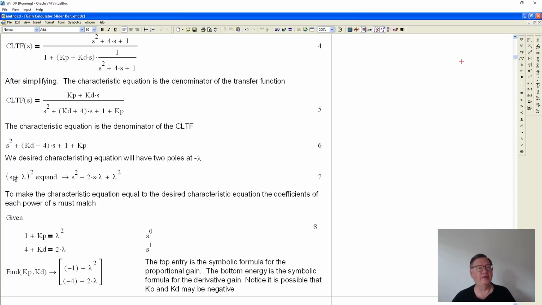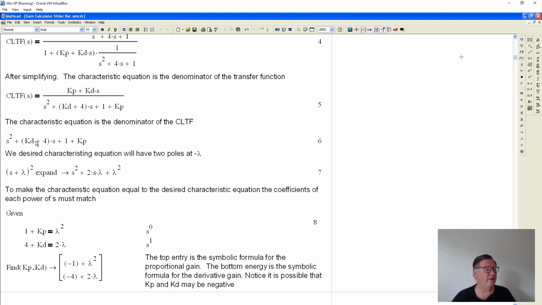Now what we want to do is have a critically damped transfer function. So this is the characteristic equation for a critically damped transfer function. There are going to be two poles at minus lambda. This will be 0 when S is equal to minus lambda. And there are going to be two poles, both on the negative real axis. There's no imaginary terms. So after we expand this out, we get s squared plus 2s lambda plus lambda squared.